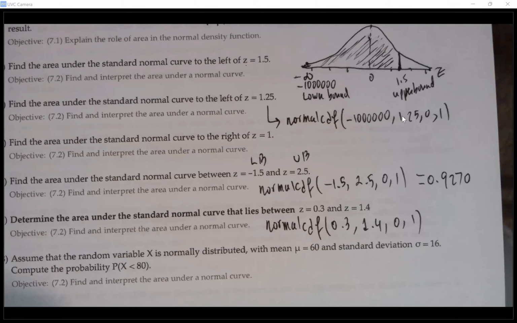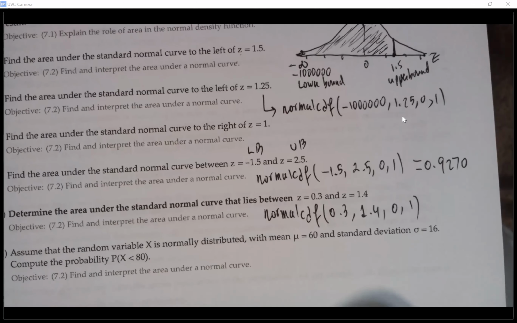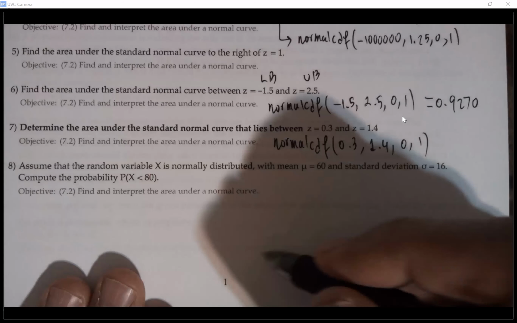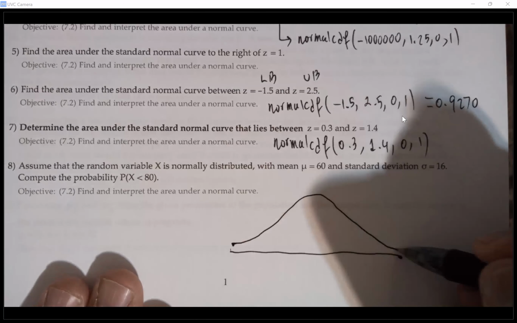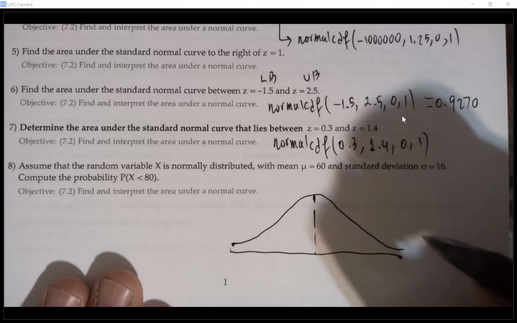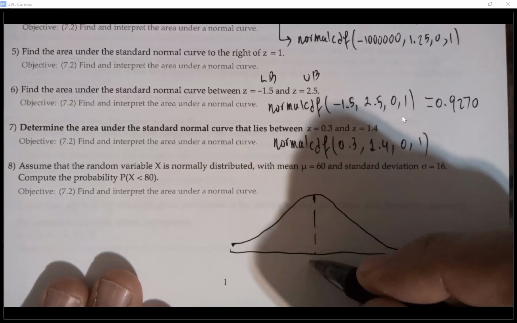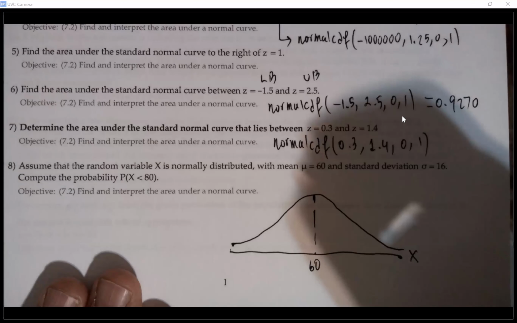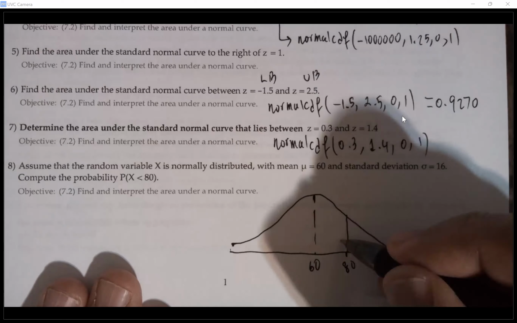Assume that the random variable x is normally distributed with the mean 60 and standard deviation sigma 16. What's the probability of x less than 80? I'm going to show you how to do this. Okay, let's show you a visual of what we're doing. This is not the standard normal curve. This is the normal curve because now we're working with x, not z. So the mean is 60. And we need probability of x less than 80. So 80 should be more than 60, and we need this area right here.